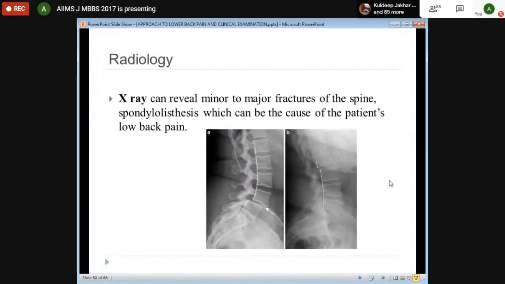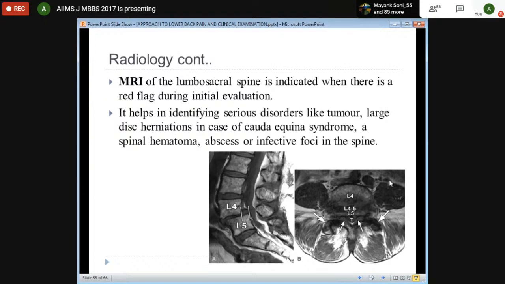Now, as I mentioned before, X-ray can reveal many things regarding back pain. It can indicate fractures, spondylolisthesis, and segmental instability. So there are different conditions which can be revealed by a plain X-ray, which is very inexpensive.